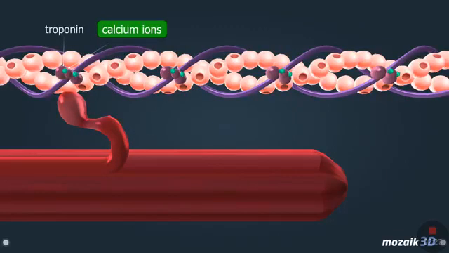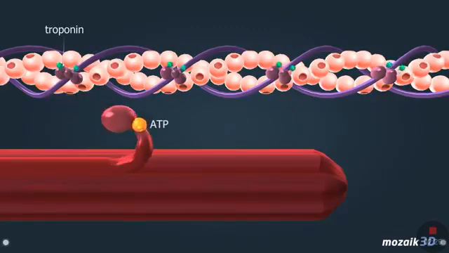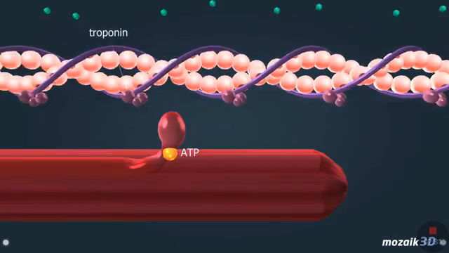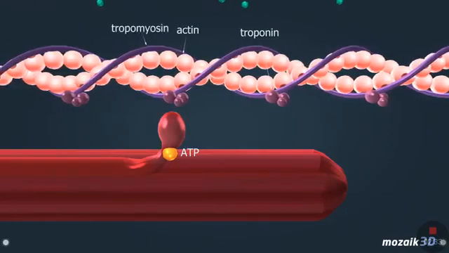When the stimulation is over, the calcium level decreases, and the troponin-tropomyosin complex returns to the default state.